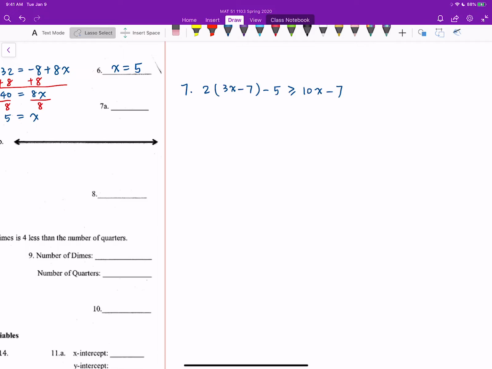Also, some people might think this 7 is part of the number. It's not. Let's just move it far away. It's not part of the problem. It's just the question number is 7.